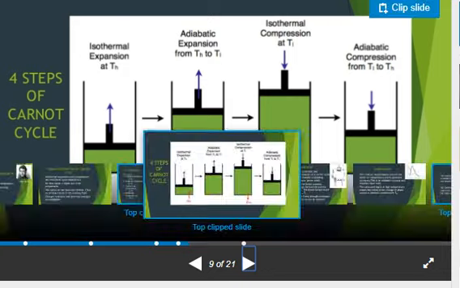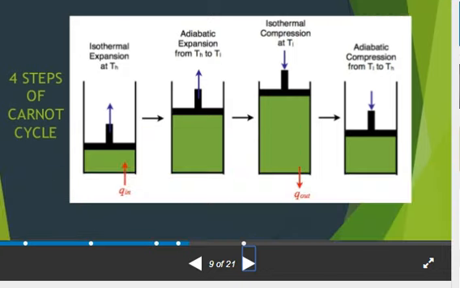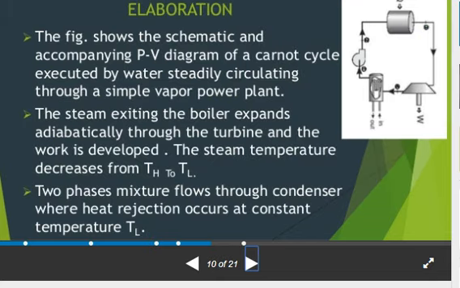From this diagram we can see what is happening in the processes 1 to 2, 2 to 3, 3 to 4 and 4 to 1. This is the isothermal expansion, and then adiabatic expansion from TH to TL, then isothermal compression at TL, and then adiabatic compression from TL to TH. Then next we go to the elaboration of this Carnot cycle.